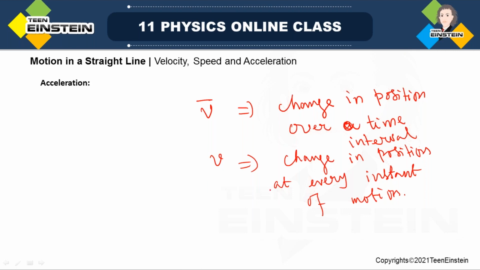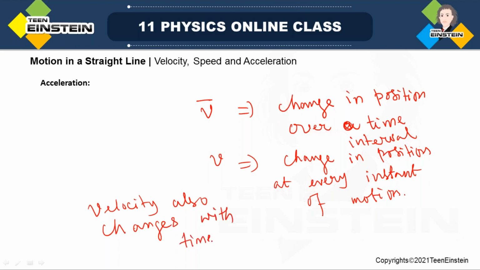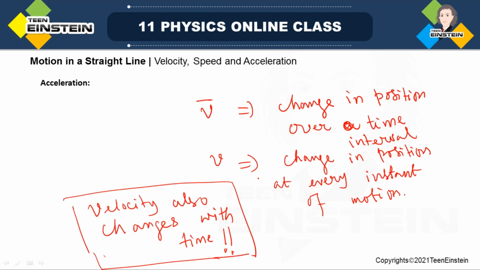Now the question comes whether velocity also changes with time. After learning what is instantaneous velocity and what is average velocity, the question is whether velocity also changes. If it changes, then how do we define change in velocity?